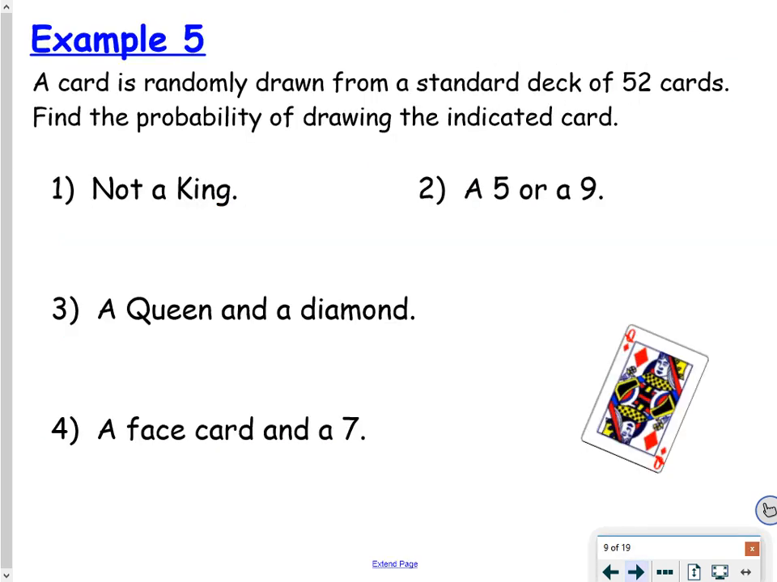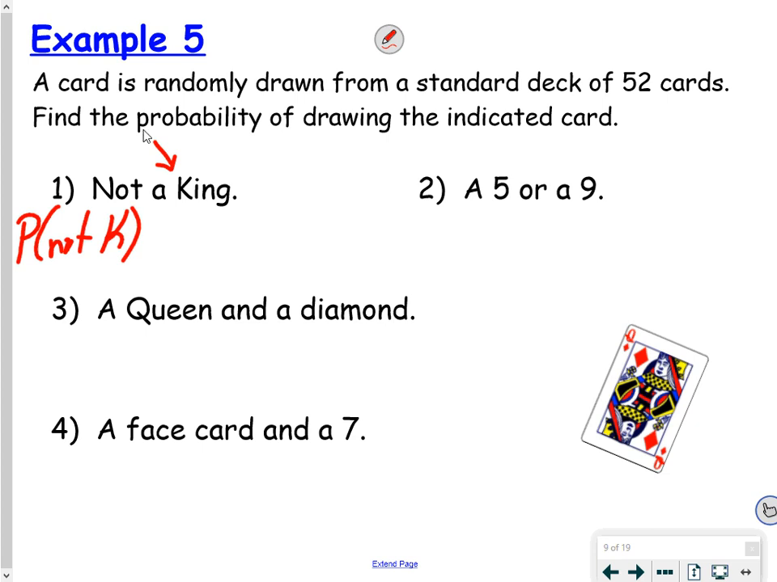All right, next in example 5, we have a standard deck of 52 cards. We're going to select one from that deck and find the probability that it's not a king. Once again, instead of counting up all those cards that are not kings, which would be very time consuming, let's just put it into perspective with the probability that it is a king.